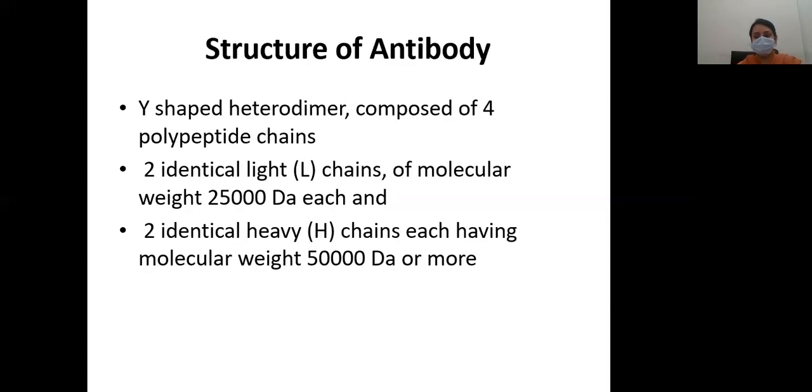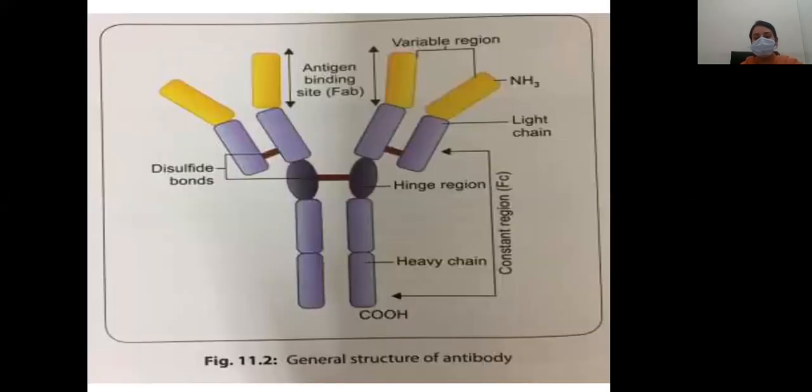First of all, we will see the structure of antibody. Antibodies are Y-shaped heterodimers composed of 4 polypeptide chains: 2 identical light chains, called L chains, of molecular weight 25,000 each, and 2 identical heavy chains, also known as H chains, each having molecular weight 50,000 or more. So this is a generalized structure of antibody.